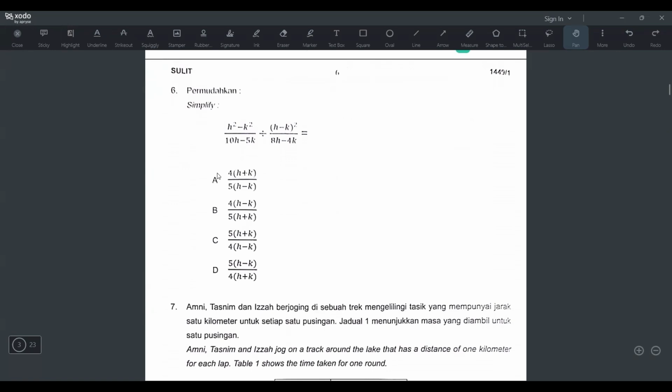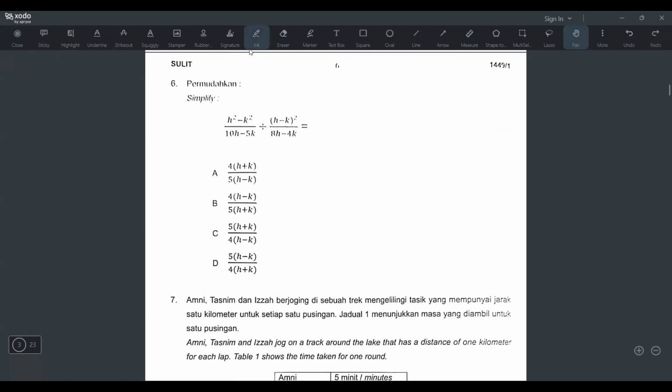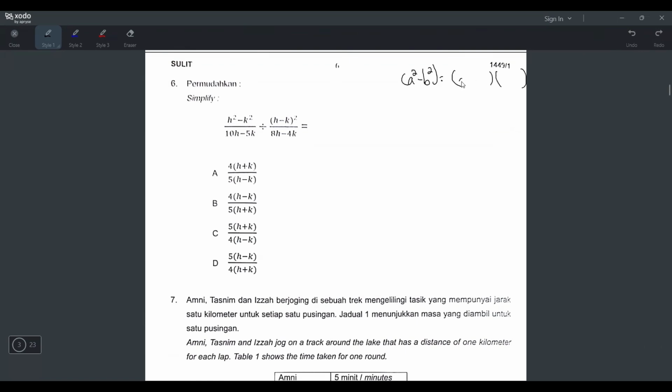Okay, let's continue with number 6. So they give you something like this, and then they want you to simplify. Immediately, what I will do now is I will factorize whatever can be factorized here, right? So first thing first, if you have h squared minus k squared, you have to remember this. If I give you a squared minus b squared, you can factorize, open 2 brackets, 1 plus, 1 minus. Okay, but make sure it's minus here.